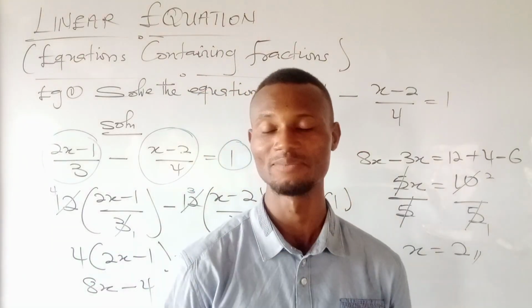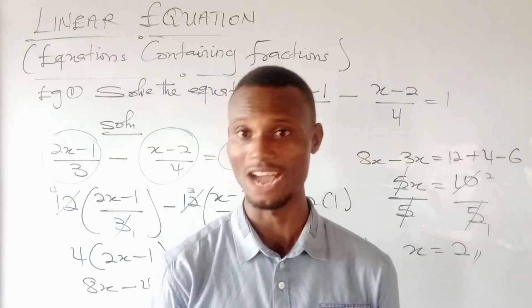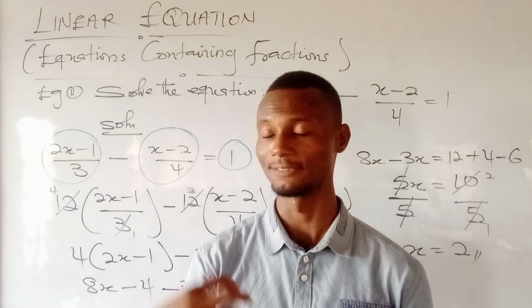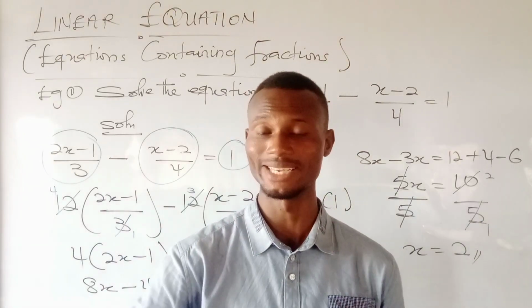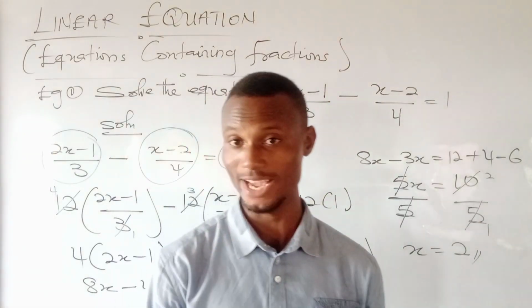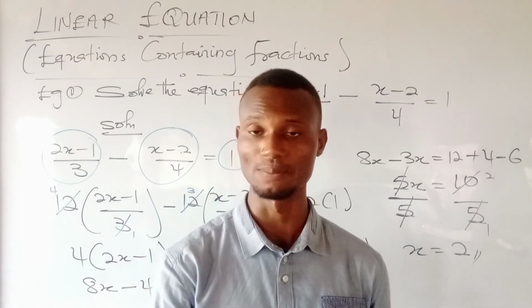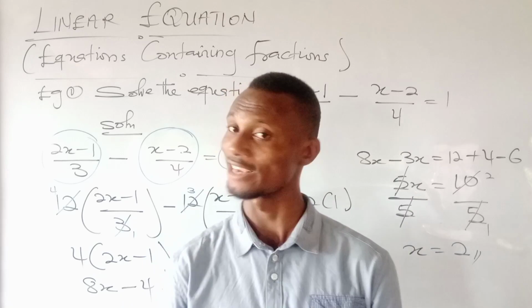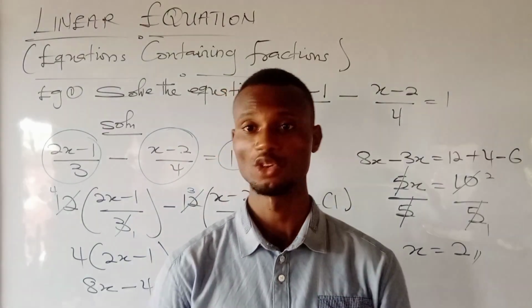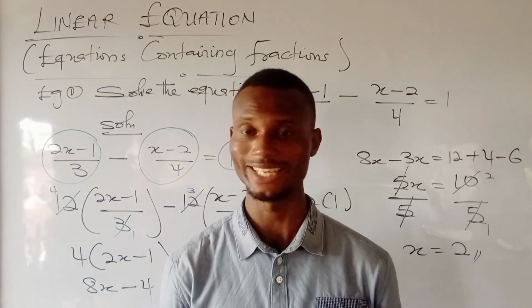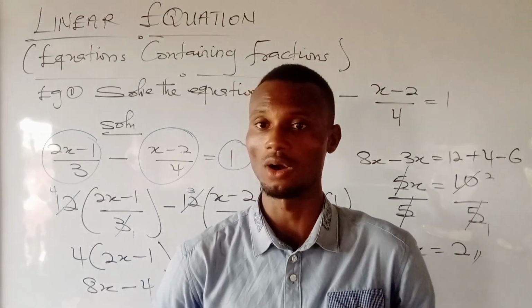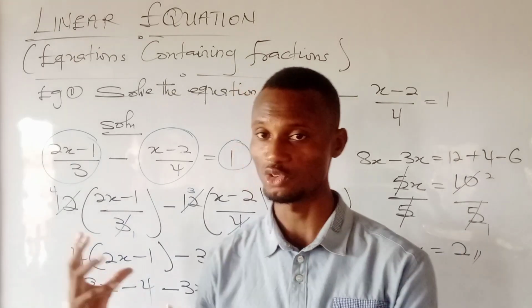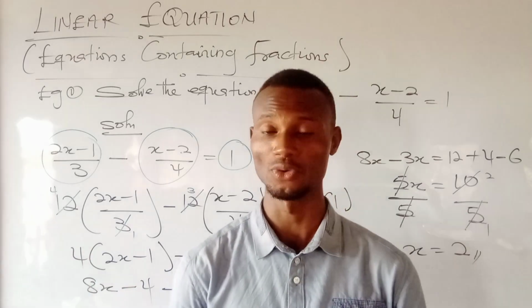Hope the understanding was clear enough. So this is what to do when you have an equation that contains LCM. The first thing to do is to multiply through by the LCM. Then you follow the normal process that I taught you in the previous videos. So you open your bracket, group like terms, then you solve for the value of the variable you have been given in the equation, as we did to this one. Very simple, not difficult at all.